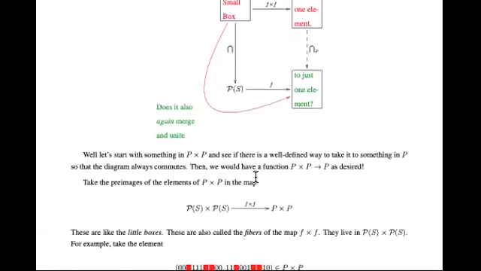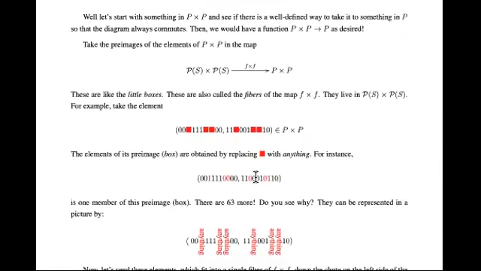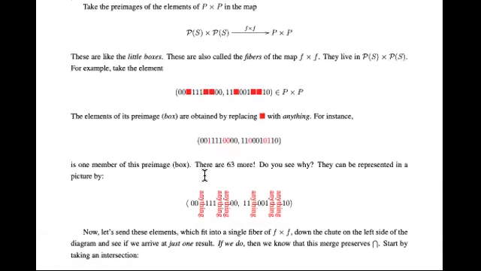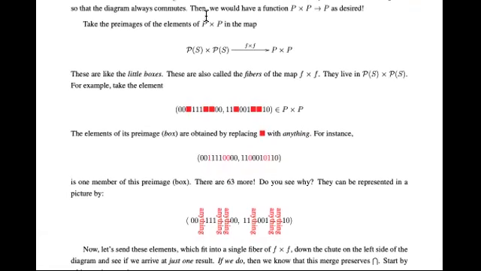So let's see how that would work. Let's start with two chunks and see if there's a well-defined way of intersecting them in the codomain so that this works. So it's a well-defined transfer, that the merge actually preserves that operation. Okay, so take pre-images of elements. That's the map. All right.